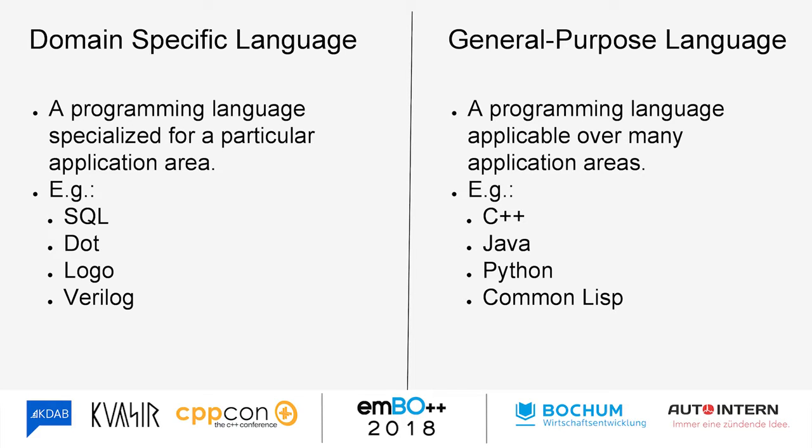Whereas a general purpose language is one which is broadly applicable over many different application areas. So C++ is a general purpose programming language. You could use it for databases. You could use it for writing Fibonacci sequence algorithms. You could use it for essentially anything. And the same goes for Java, Python, Common Lisp, Ruby, any kind of mainstream language we can just apply over many different application domains.